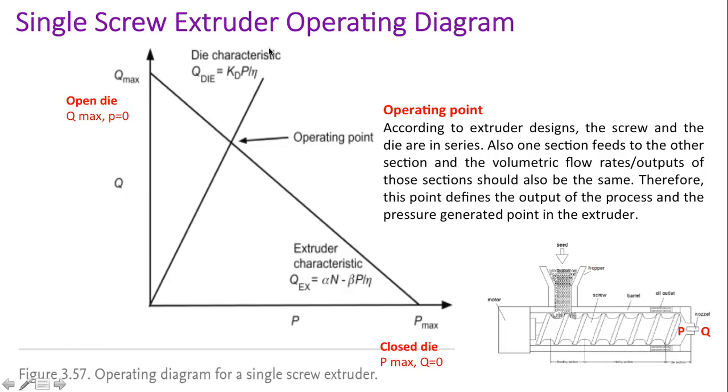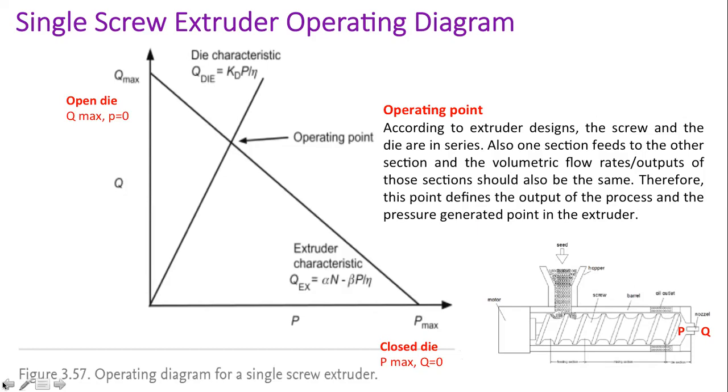Reduce, right? Pressure will be reduced. So it means what happened when the volume is extruded. When we open the die, pressure will be reduced and the volume will be increased. So it means volume and pressure are opposite.